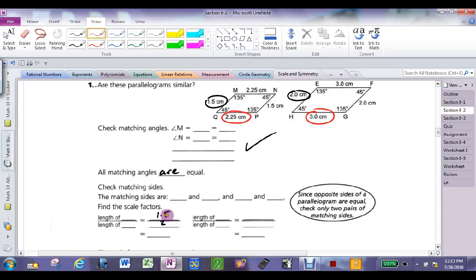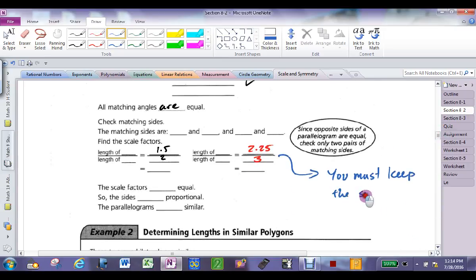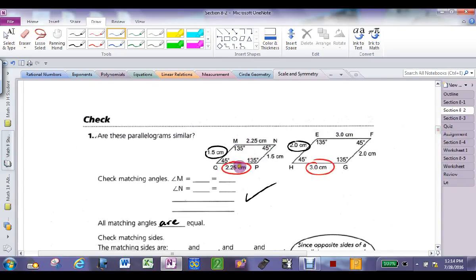So 1.5 over 2 is done. What's the other fraction I need? 2.25 over 3. Please notice, you must keep the same positions. Because I went with the measurement from MNPQ in the numerator spot, I have to do that for the whole question. Cool? Would it work if I went the other way? Yeah, it'll still work.